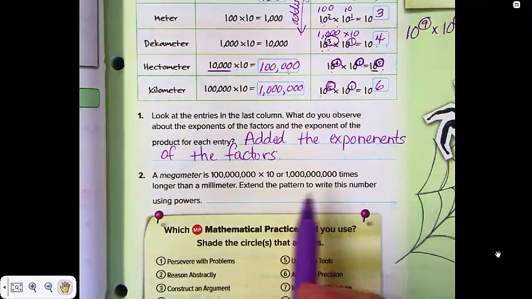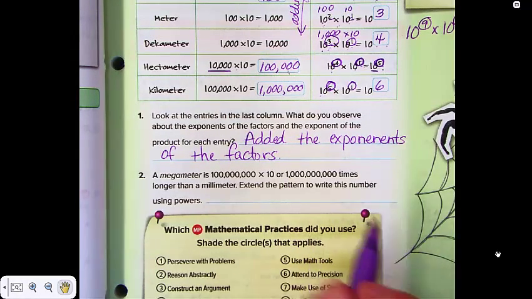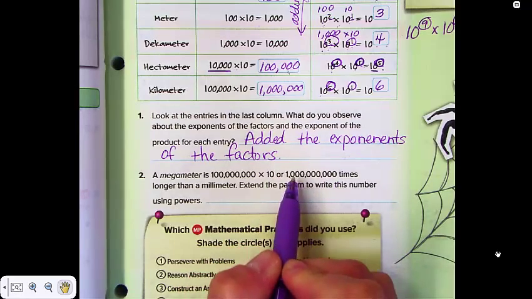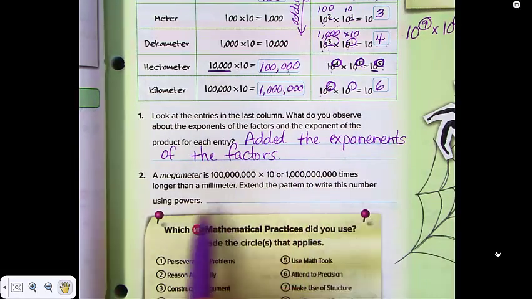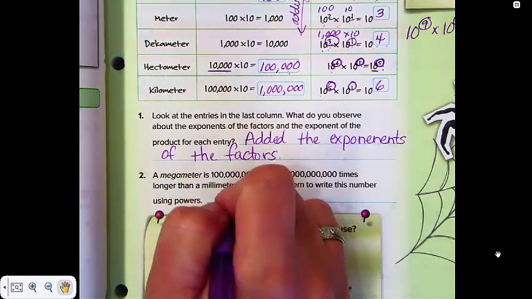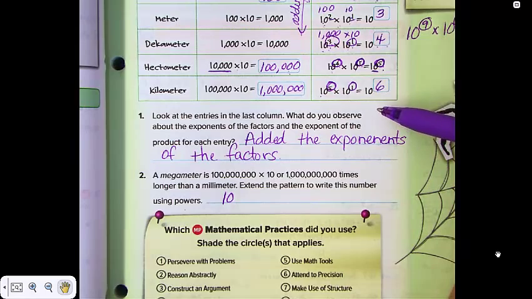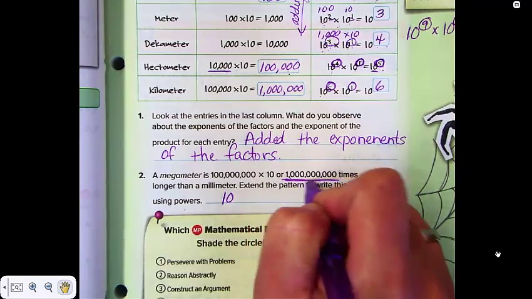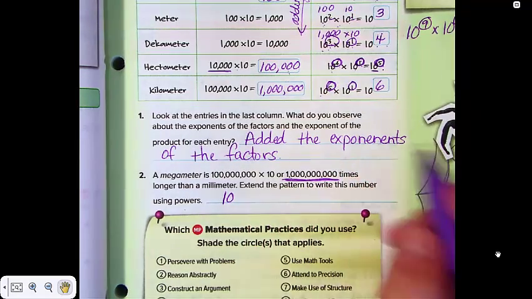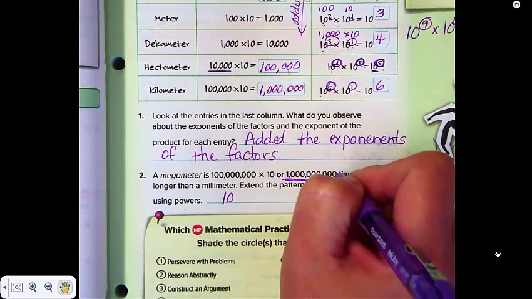Well, an easier way to do this would be to count my zeros. Tens are easy because I can count my zeros. And it says extend the pattern to write this number using powers, which means I want to start with a base of 10 because that's what my base has been all along here so far. And I want to figure out how many tens I have to multiply together to get this number. Well, count the zeros. I have 1, 2, 3, 4, 5, 6, 7, 8, 9.